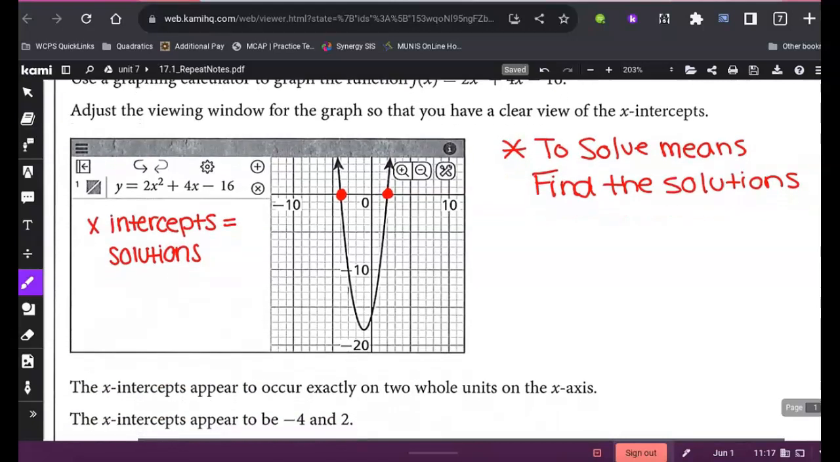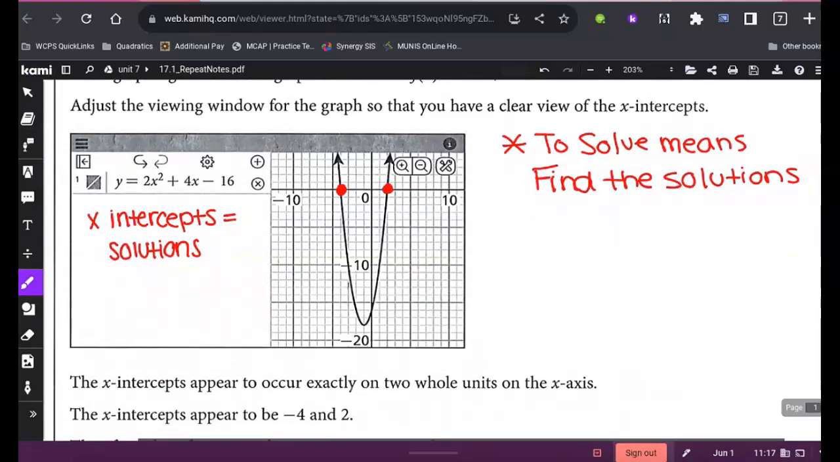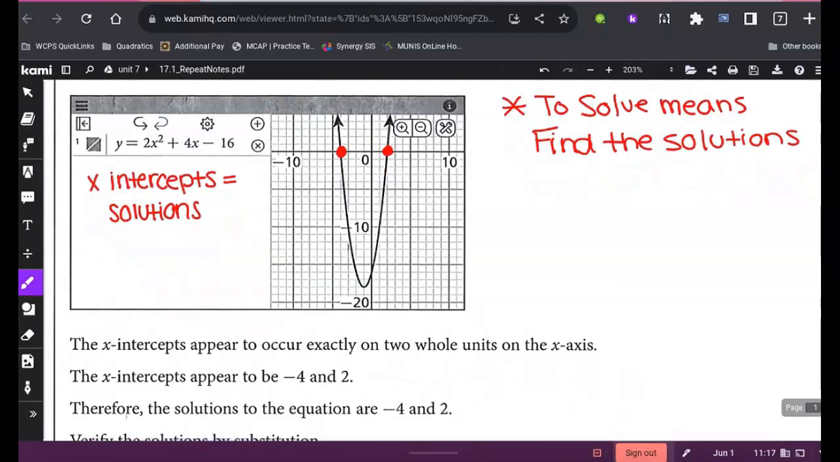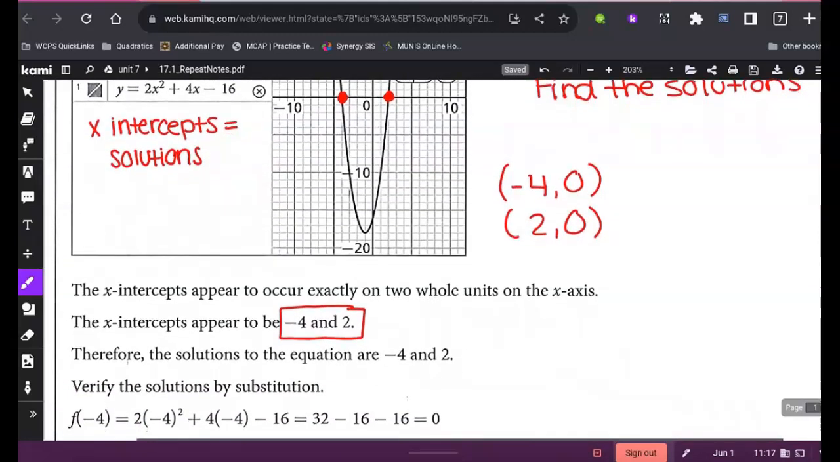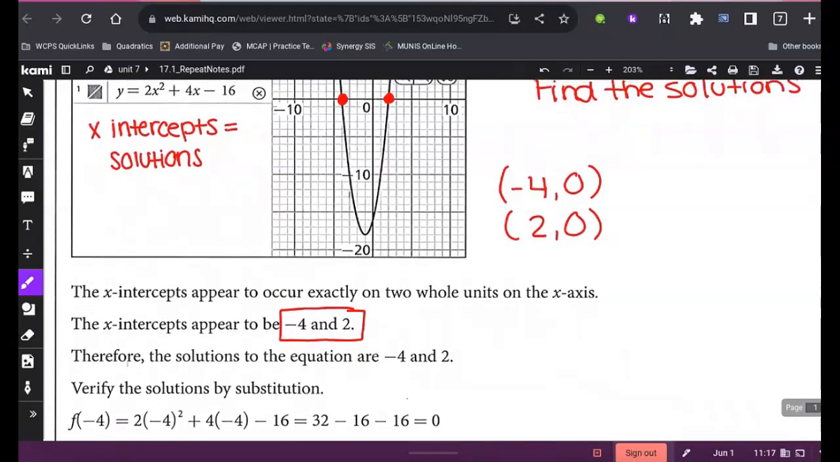So the x-intercepts appear to only occur in whole number units. So the x-intercepts are -4 and +2. Go ahead and circle those. So we have the points (-4, 0) and (2, 0). Those are our 2 solutions because those are the x-intercepts. So the solutions to the equation are -4 and 2.